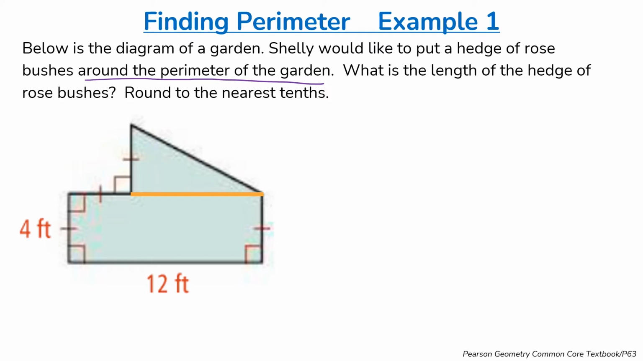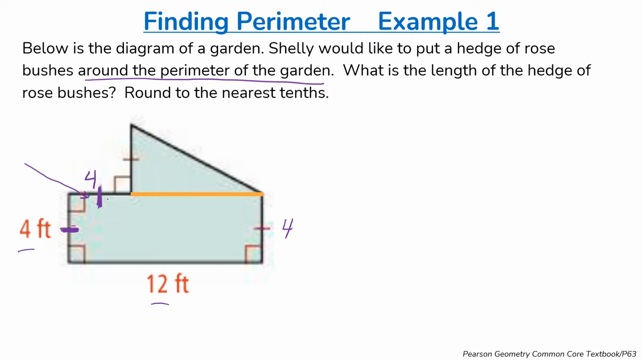So here we have 4, 12, and we know the opposite sides of a rectangle are congruent. So this side would also be 4. And we have congruence marks right here. If we have a congruence mark here, we have another one right here. That's telling me that these two sides are congruent.